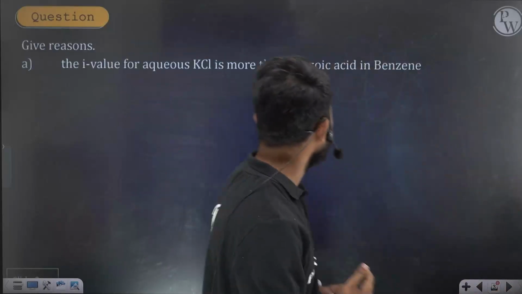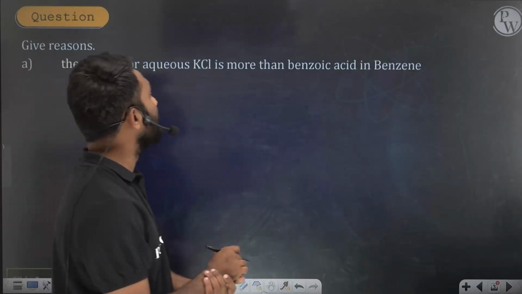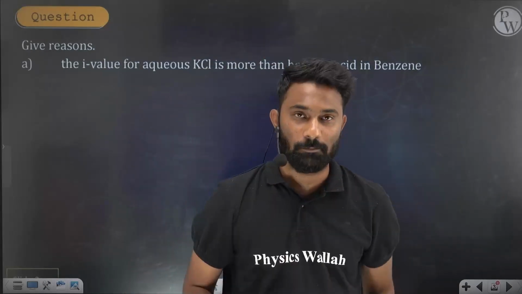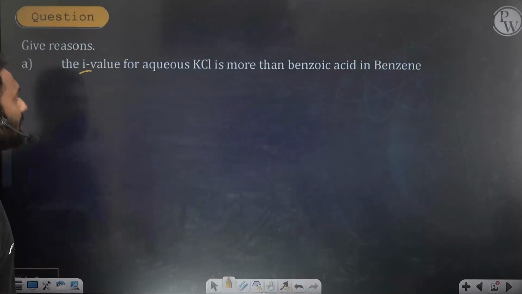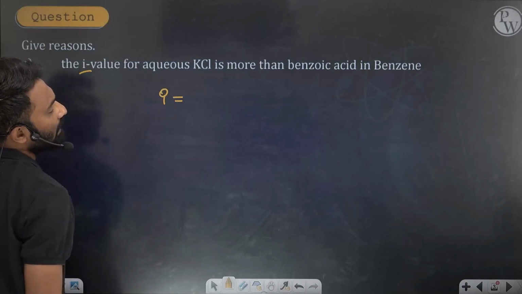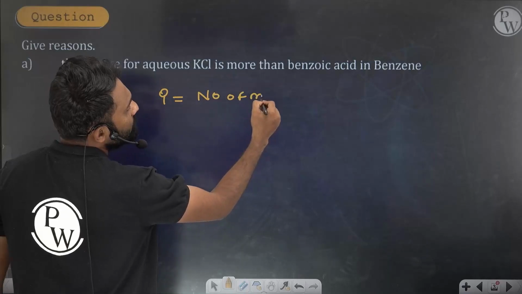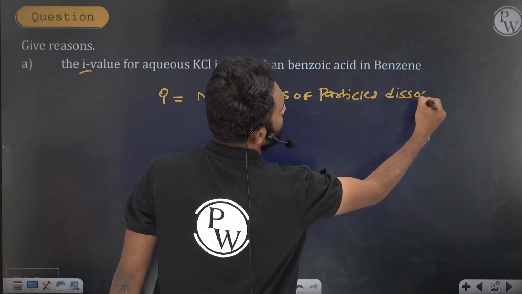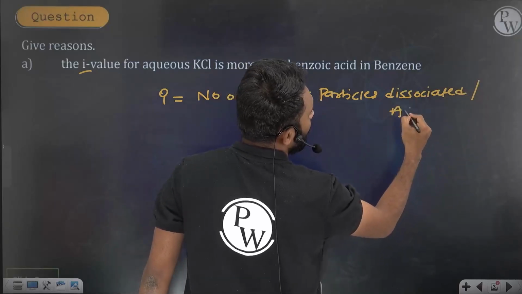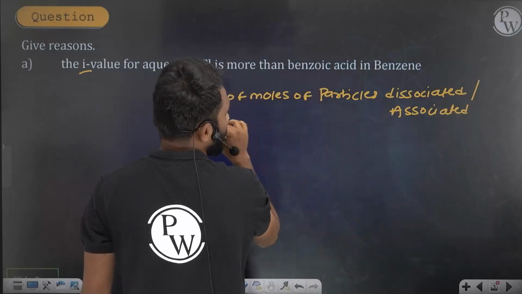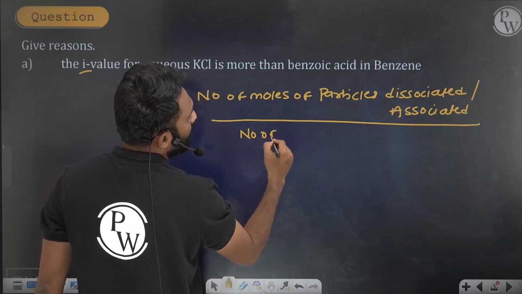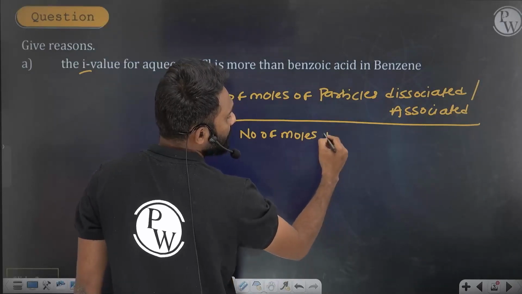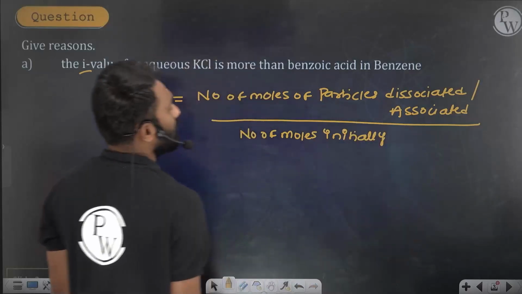Next question ನೋಡೋಣ. Give the reason: the i value of KCl is more than benzoic acid in benzene. This is very, very important. Now what is the meaning of i? This is the van't Hoff factor alva. What is the definition of i? i is equal to number of moles of particles dissociated or associated by total number of moles initially.